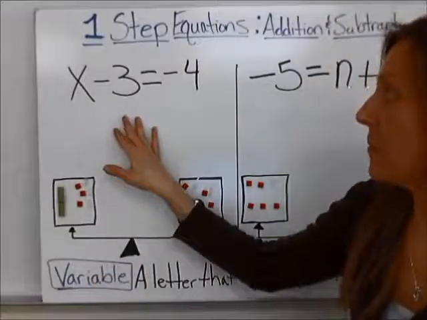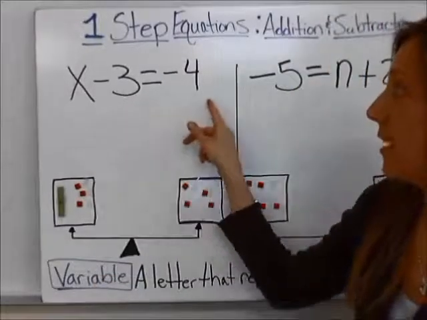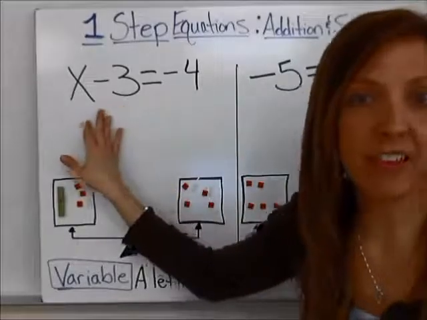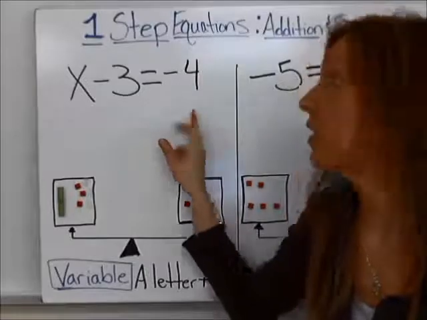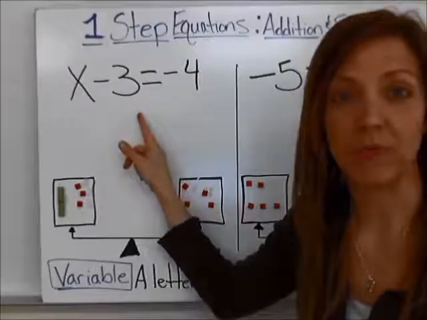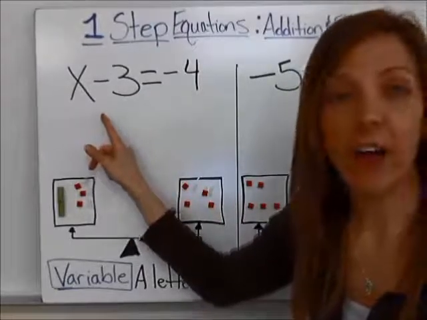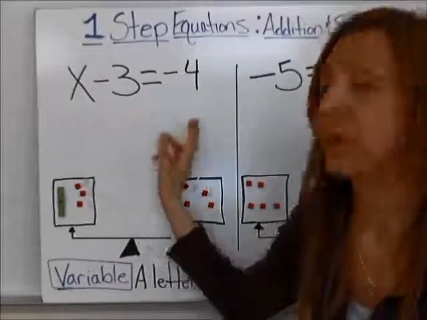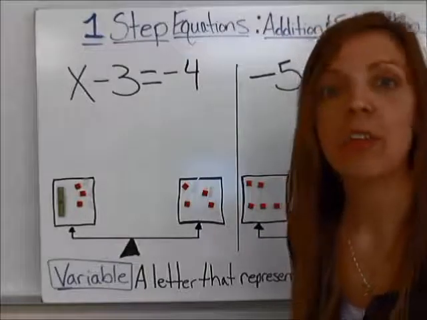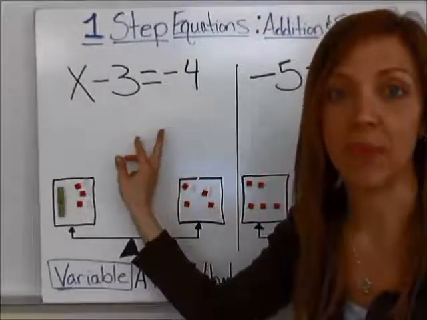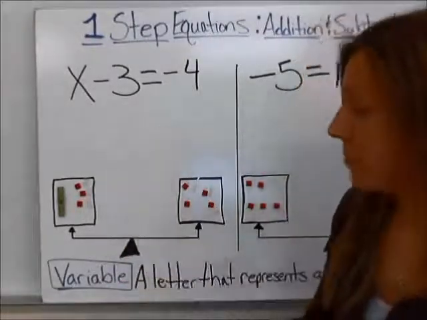So let's look here. X minus 3 equals negative 4. X minus 3 is like the left side of the seesaw, and the negative 4 is the right side of the seesaw. Right now, the seesaw is equal. So let's figure out what X is, and let's keep both sides equivalent. Because to figure out what X equals, we need to keep them the same or equivalent.